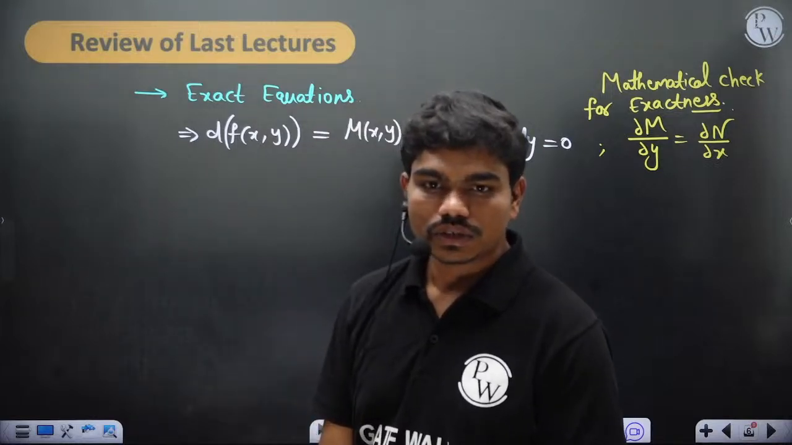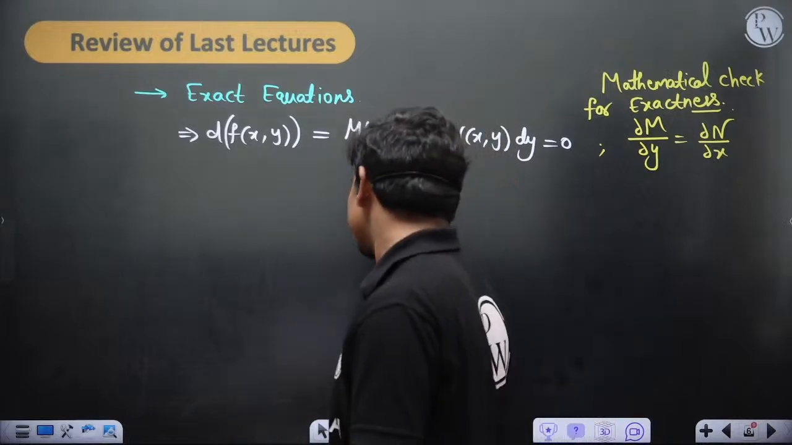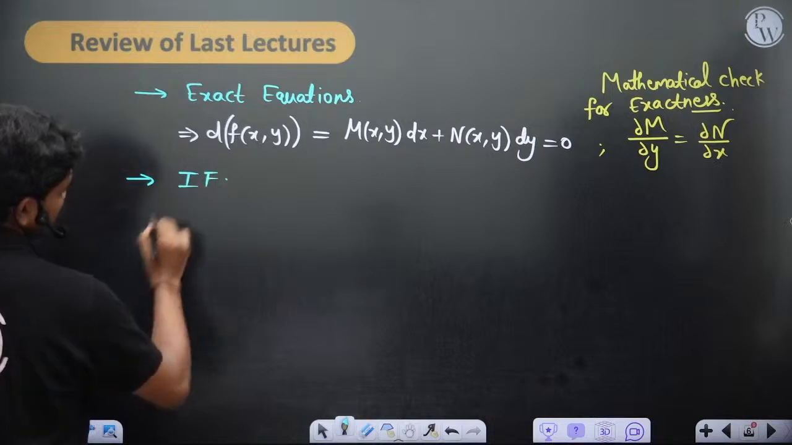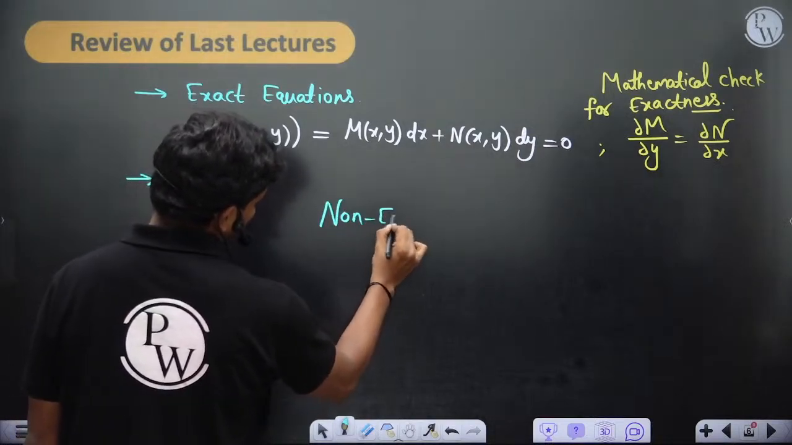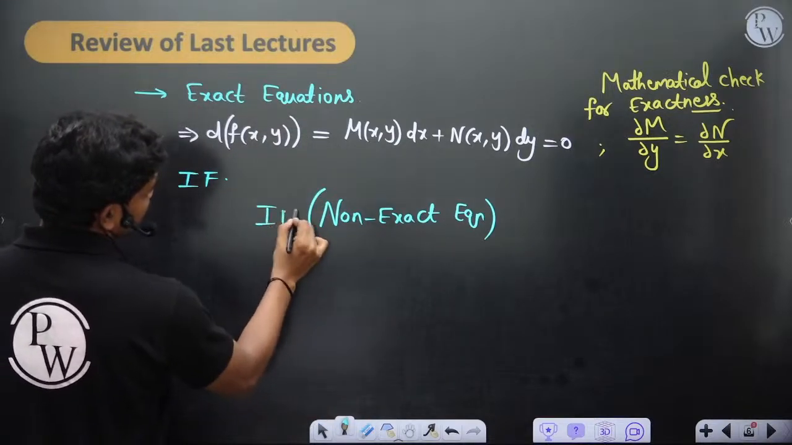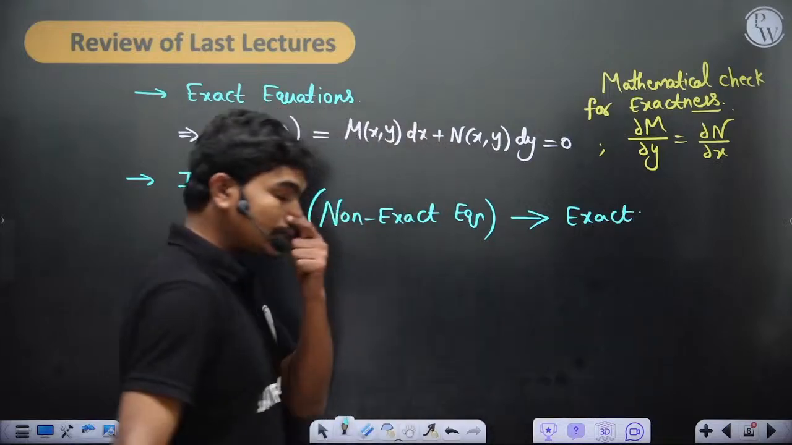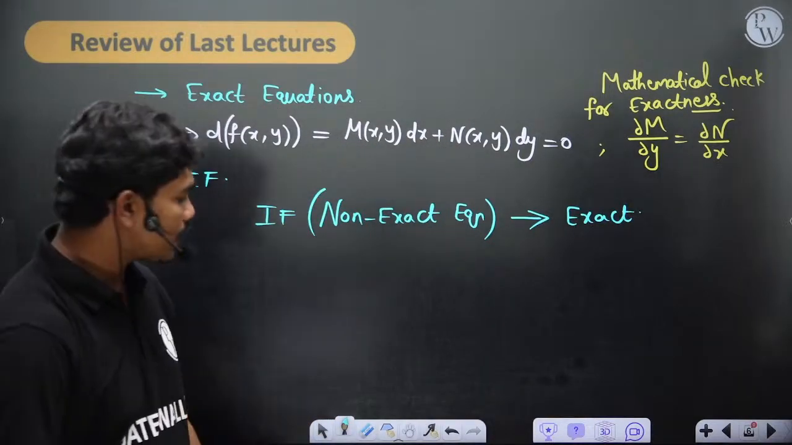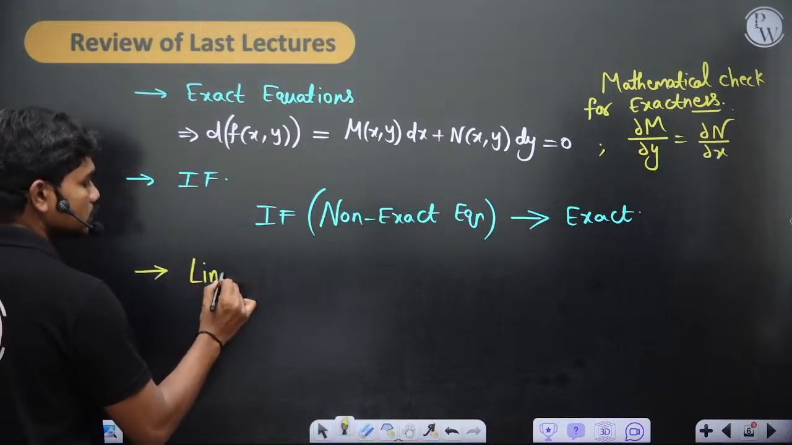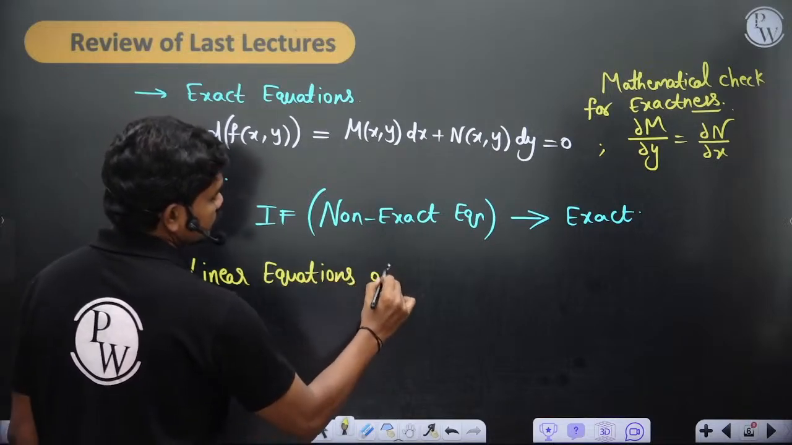First of all, let's have a view of what we have learned. We figured out integrating factors: if you take any non-exact equation and multiply it with the integrating factor on both sides, it turns out to be an exact equation. We have seen the way to write the solutions for exact equations. We have also talked a bit about linear equations of first order.